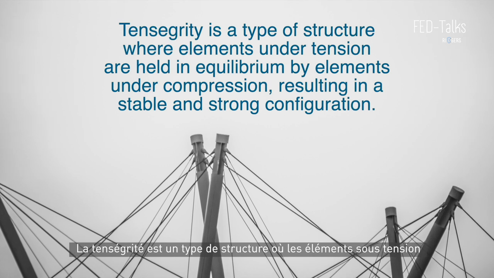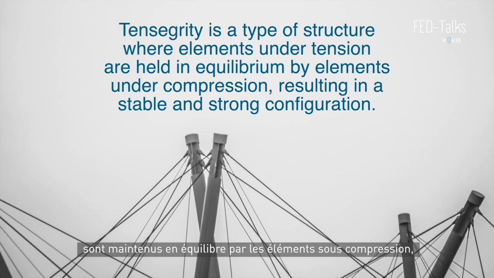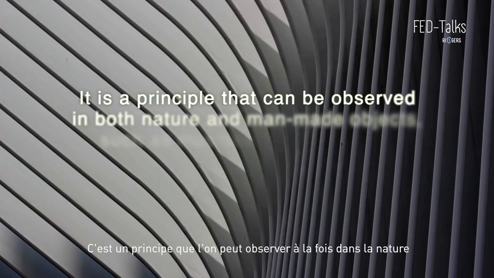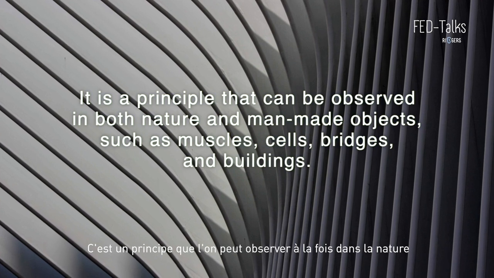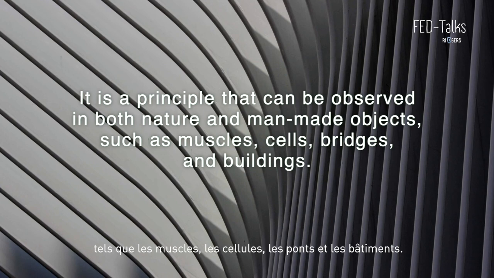Tensegrity is a type of structure where elements under tension are held in equilibrium by elements under compression, resulting in a stable and strong configuration. It is a principle that can be observed in both nature and man-made objects, such as muscles, cells, bridges, and buildings. We had to settle our designs by choosing the shape, dimensions, and materials.